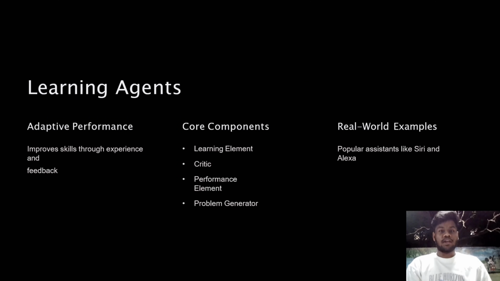A learning agent can learn from past experience to improve performance. It has four components: learning element, performance element, critic, and problem generator. It becomes better over time without human intervention. Example: a chatbot that improves its responses over time based on interactions.